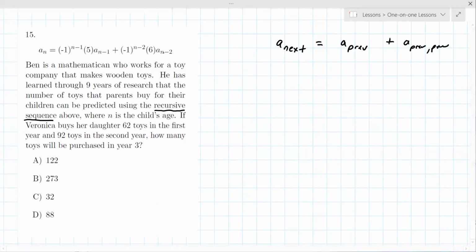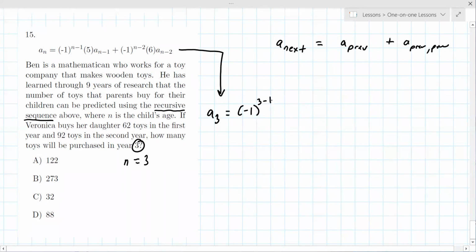Okay, if Veronica buys her daughters 62 toys in the first year, and 92 toys in the second year, how many toys were purchased in year 3? So the hint here is that n is equal to 3 because of that right there. So taking this equation, what I'm going to do first is evaluate for n equals 3. So a3 equals negative 1 to the 3 minus 1 power. Yes, I know. I've done this before. Okay.